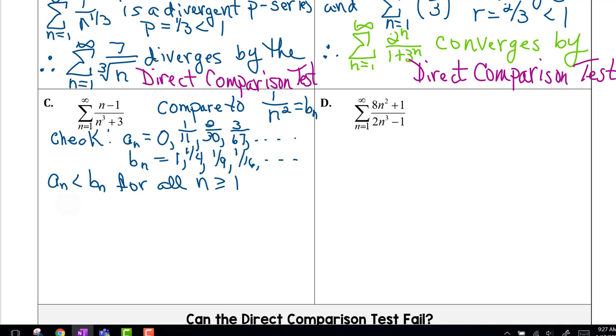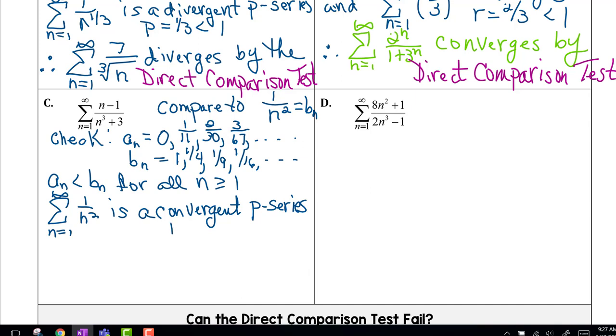So then what we can say is this series is a convergent p-series. And if you want, you can make sure you put p is greater than 1 and p equals 2. Therefore, our given series converges.